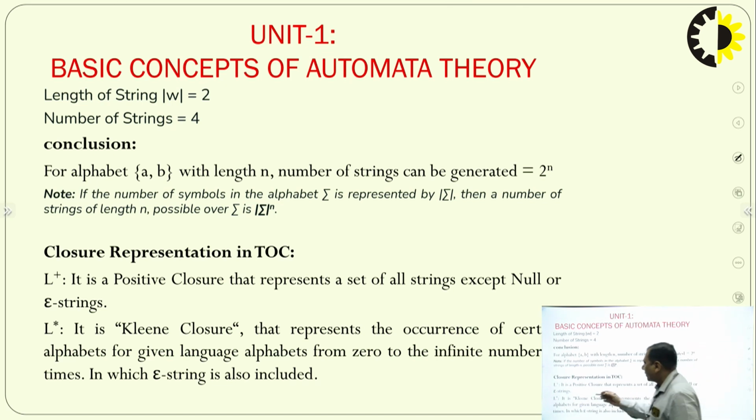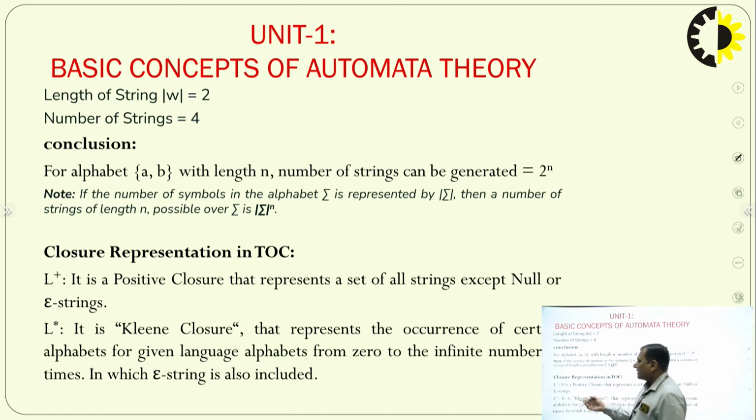So what we can see over here, L plus is called the plus closure on some language L. L plus is a positive closure that represents a set of strings except null. It means we cannot have the null value over there, or the symbol epsilon which has 0 occurrences of symbols. Right? It means in L plus we will have strings of length at least 1. It can be 2, 3 and so on.